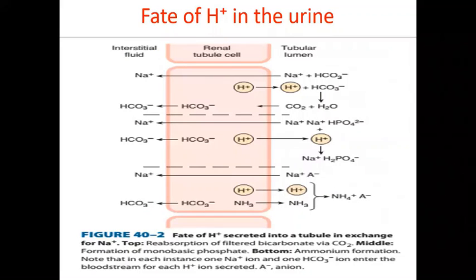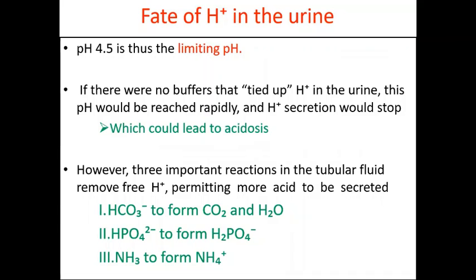meaning that we have buffer systems that will ensure that the pH doesn't go below 4.5, because pH 4.5 is a limiting pH for the secretion of hydrogen ions. So if the pH goes below 4.5, the secretion of hydrogen ions will stop, because the channels responsible for internalization of sodium and glucose, which are called sodium hydrogen exchanger, which is exchanging sodium with hydrogen, will stop working. And also the hydrogen ATPase pump will also stop.